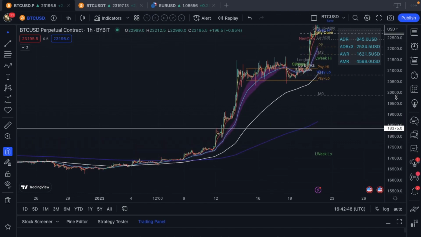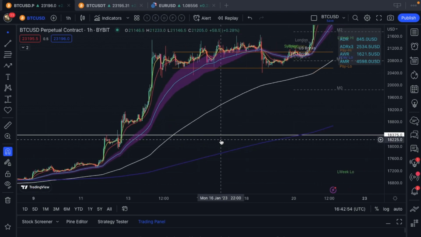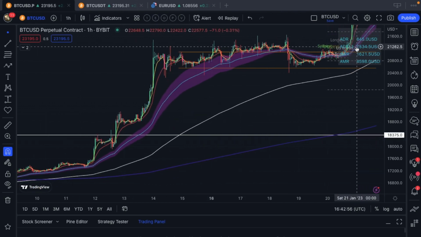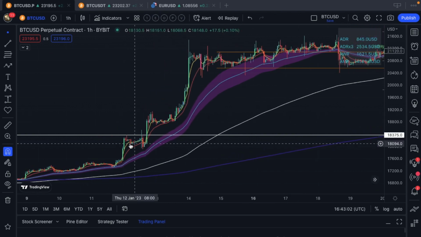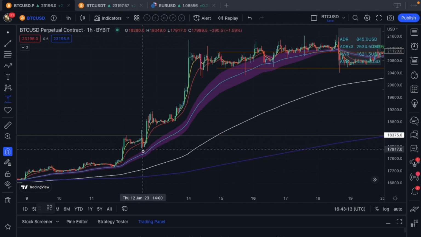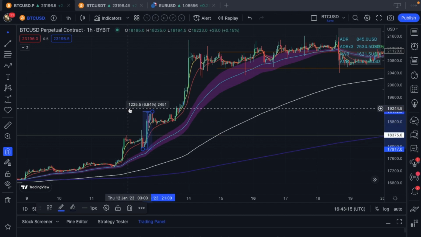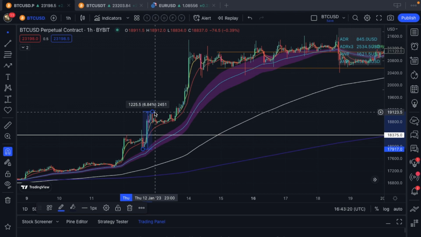So the ADR at this point, I can't show it to you unfortunately because it resets. The ADR is constantly resetting every day because it's an average daily range. But it was around 1200. It was 1200 and a bit when we were back here. So, $1,225 move. That's what we got to break out of that zone. And here we form our level 1 consolidation.